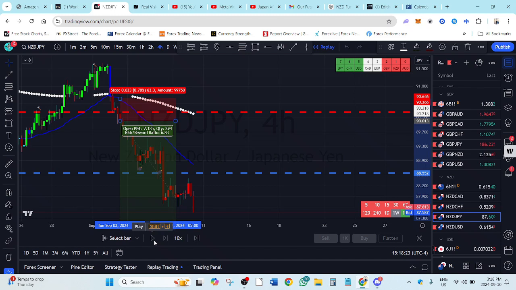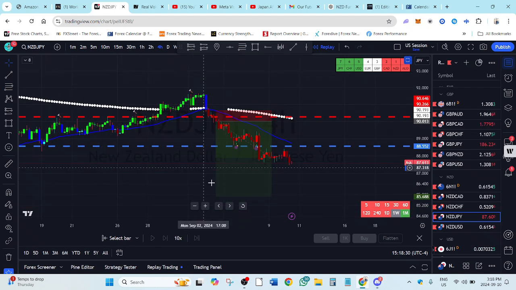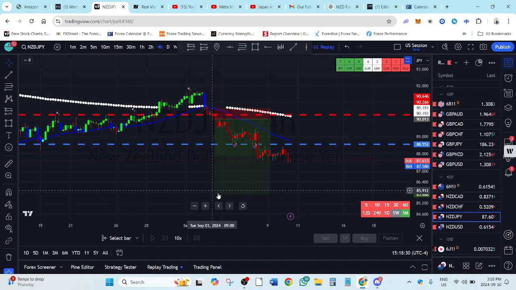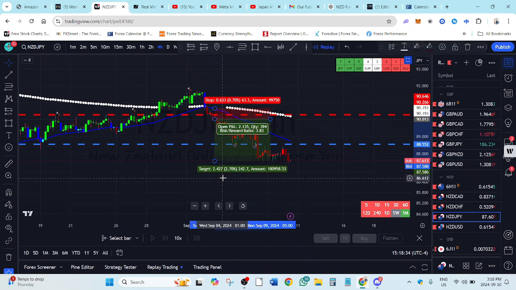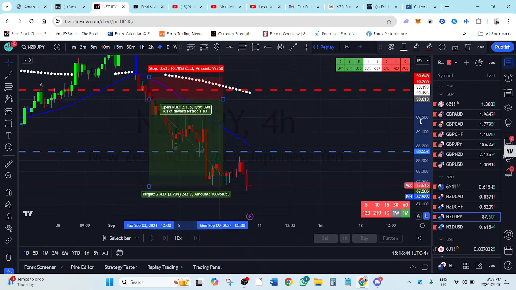So this is where we're at now. Let's see where we're at currently based off this price. So let's just say that we're in this trade. We'd be up at 3.83% if I risked 1% on this trade. So that's a decent trade.